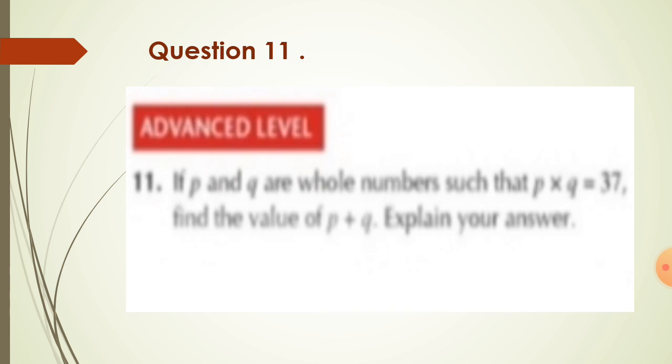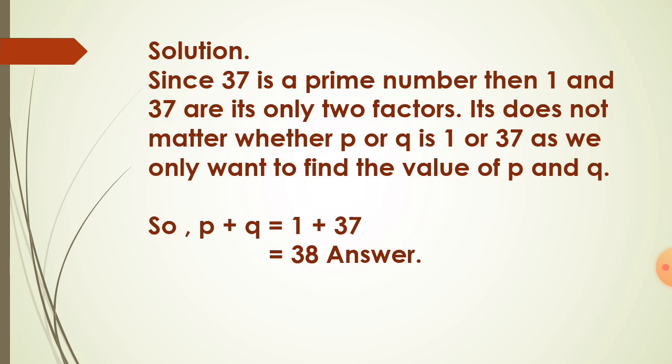Question number 11 is there. If P and Q are whole numbers such that P into Q is equal to 37, find the value of P plus Q. Explain your answer. The solution is, 37 is a prime number. You all know that it is a prime number.